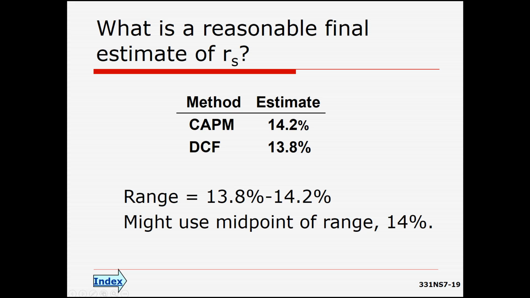So here we have our two estimates. We might justify using the midpoint of 14%, or if we felt strongly about the quality of one estimate over another, we could elect to use it.